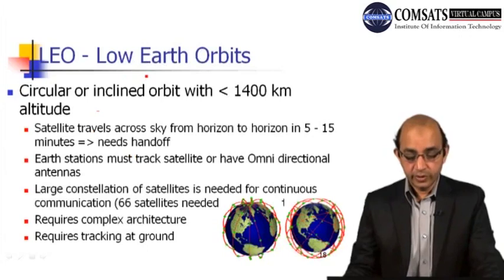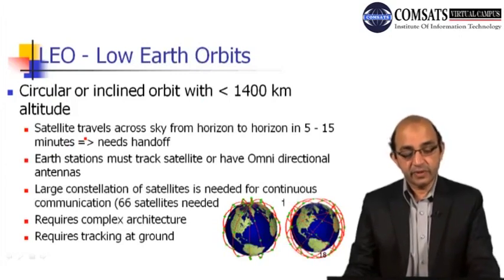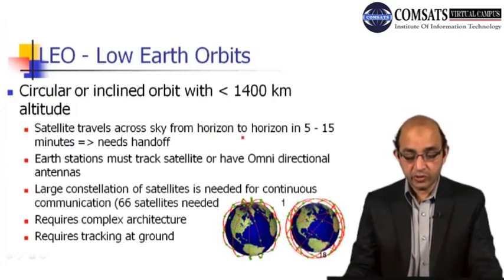And then we have LEO. So here we have shown graphically LEO, in inclined orbit with less than 1400 kilometer altitude. In that case, the satellite travels across the sky from horizon to horizon in 5 to 15 minutes. So it needs handoff. Earth stations must track the satellite or have omnidirectional antennas. A large constellation of satellites is needed for continuous communication. Complex architectures require tracking at the ground station.